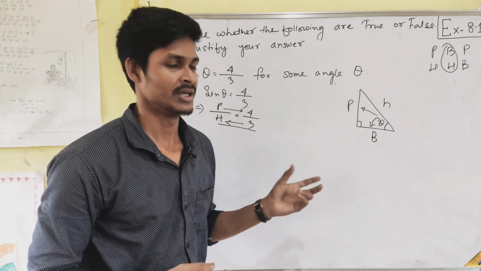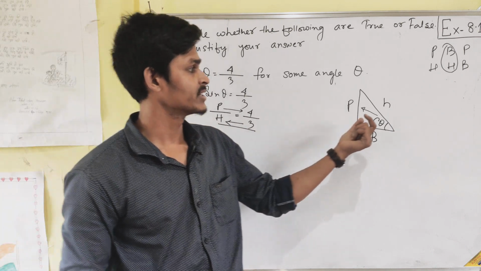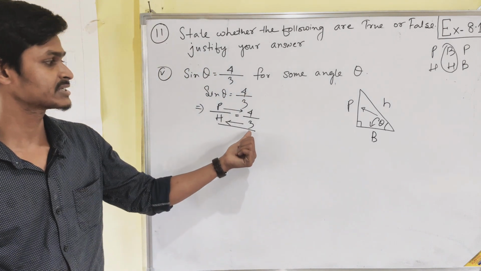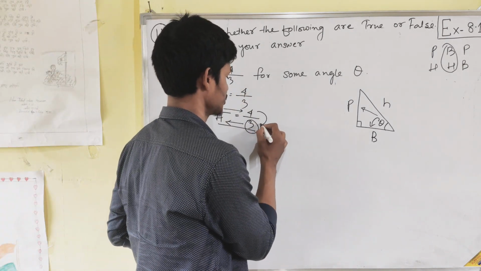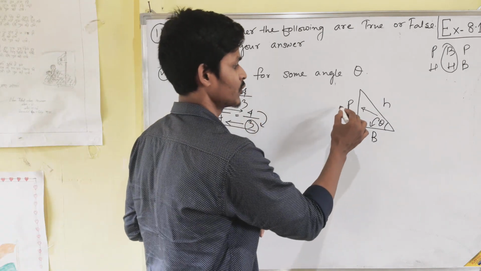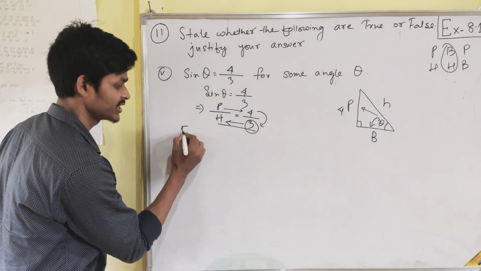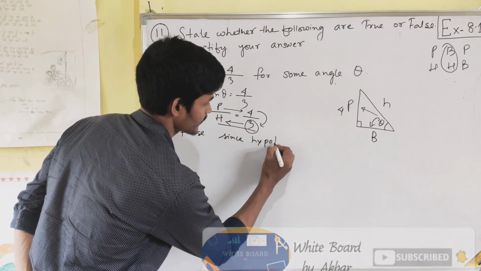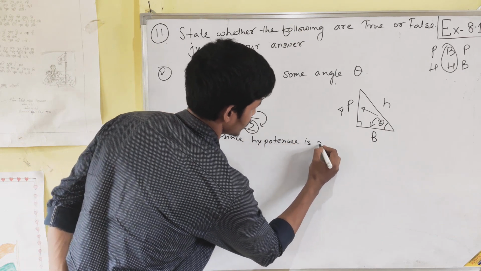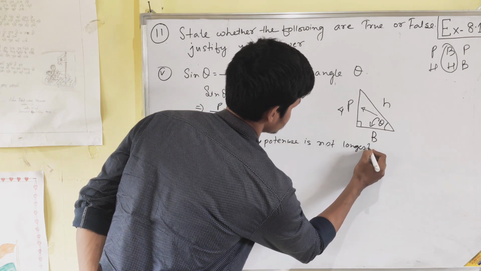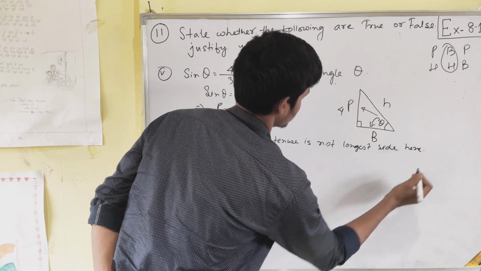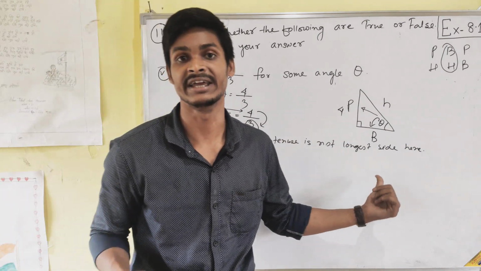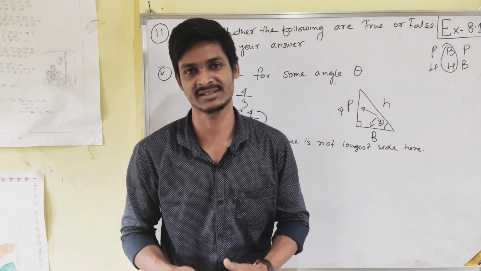So is it possible? Earlier I said that the hypotenuse is the longest side of a right angle triangle, but here the hypotenuse is 3. This is not the longest because the perpendicular is 4, so this is not possible. So you can write here false, since the hypotenuse is not the longest side here. This is why this is false, because the hypotenuse is not the longest side here. Okay, so that's it, and that's all for exercise 8.1.